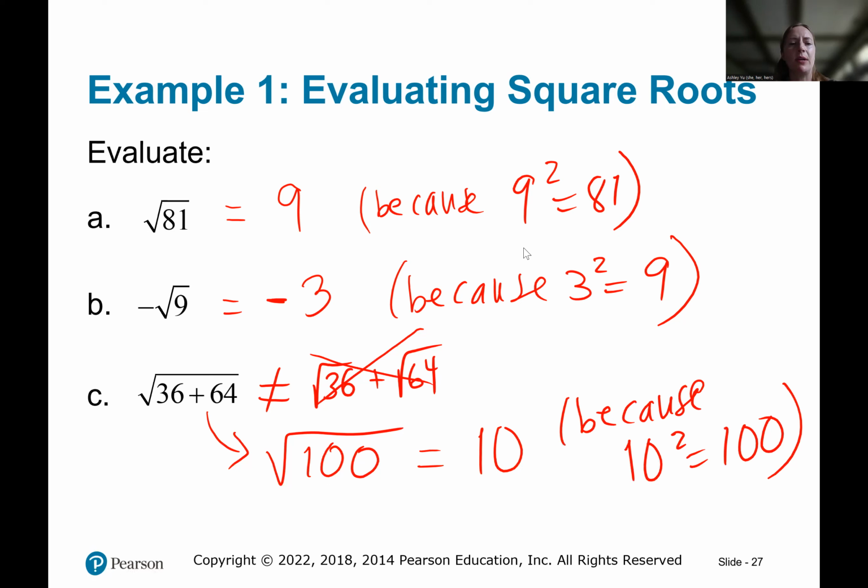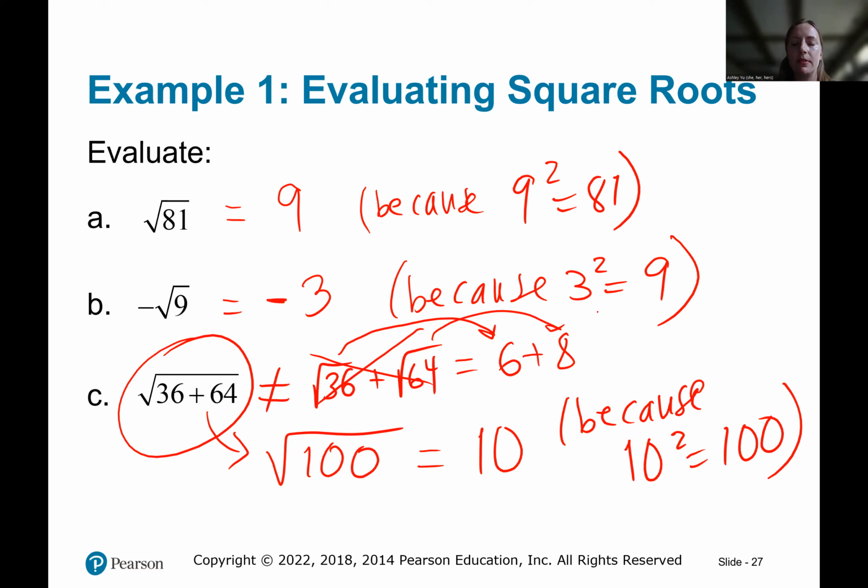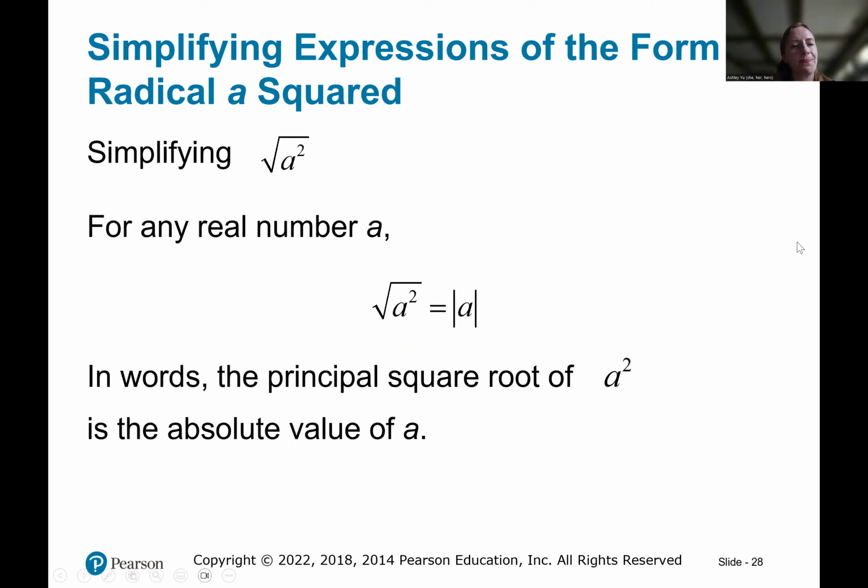Yeah. So that one, they try to trick me on that one. If you did it this way, it wouldn't be true, right? The square root of 36 is 6. The square root of 64 is 8. 6 plus 8 is 14. That's not the same as 10. So this is definitely not the right way to do it. They wanted me to be tricked on that one, and it worked. I was tricked. Okay.